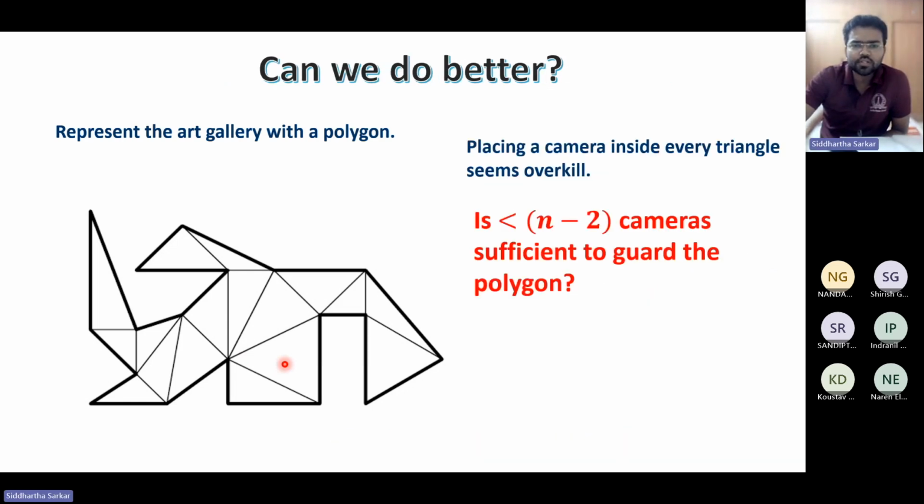Now the question is, can we do better? Can we place fewer than n minus 2 cameras to guard the polygon? For example, if I put a camera here, it not only sees this triangle, it also sees this triangle, this triangle, this triangle. So many triangles it can see. So placing one camera inside every triangle seems an overkill.